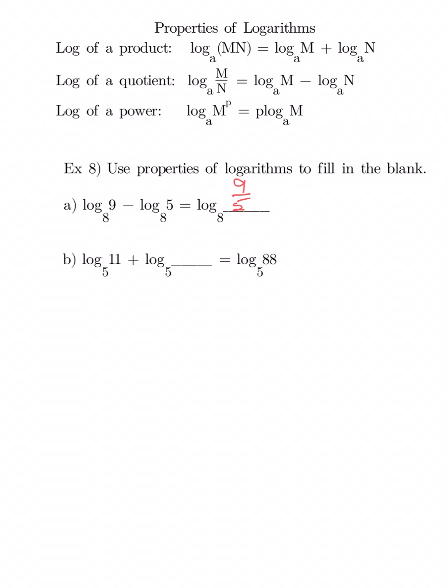Our next problem, we have the log base 5 of 11 plus the log base 5 of blank equals the log base 5 of 88. Our property says that if we have separate logarithms that are being added, that converts to a single logarithm that is the product of the originals. So 11 times what equals 88? Well, it's 8. So our blank needs to be filled in with 8.